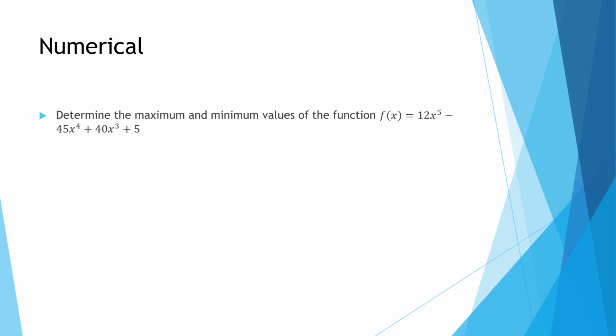Now this is the question that is given to us. Determine the maximum and minimum values of the function f of x equals 12x raised to 5 minus 45x raised to 4 plus 40x cube plus 5. And you have to find the maxima or minima, that is the extreme points of this particular function.